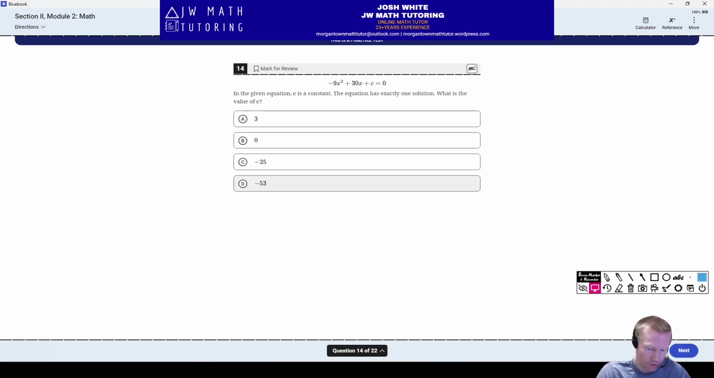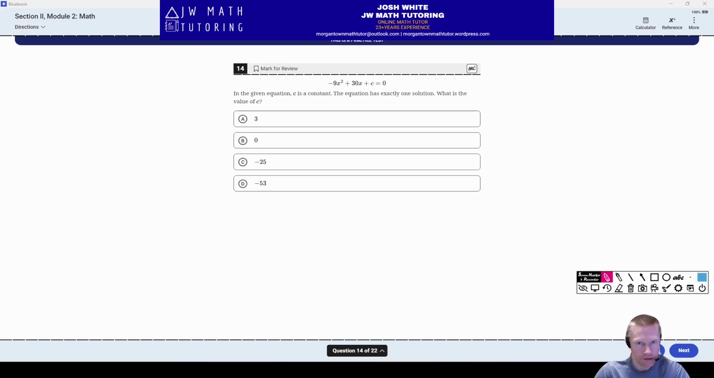Next up, question number 14. Here we have a quadratic, and there's only one solution. So what is the value of C going to be? There's 2 ways to look at this. One way, I'm talking about doing this by hand. I'll show you the Desmos method in a second.